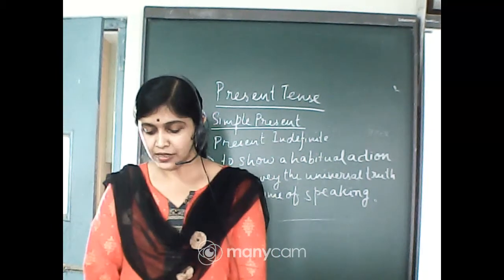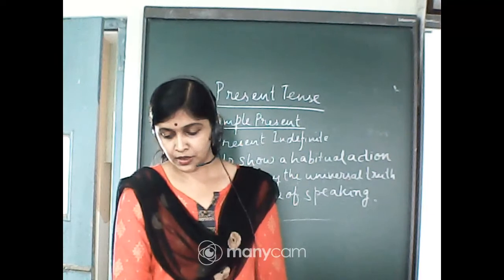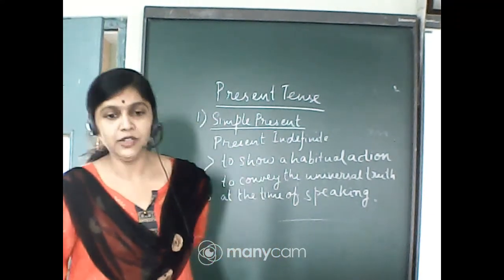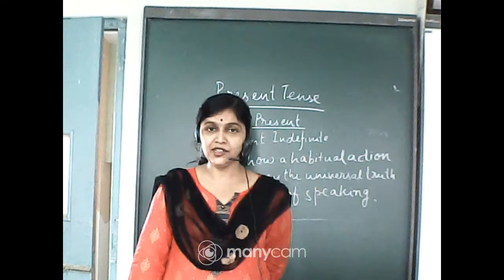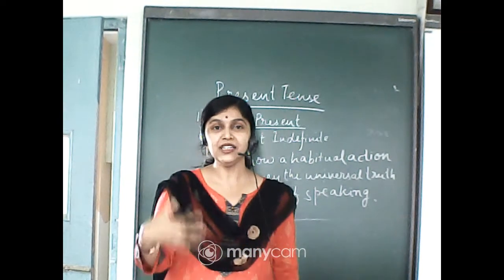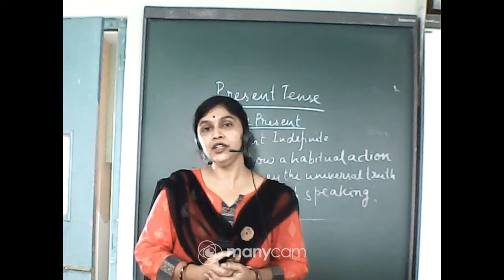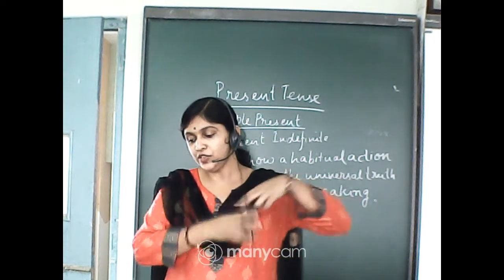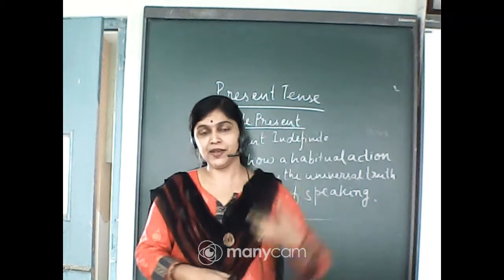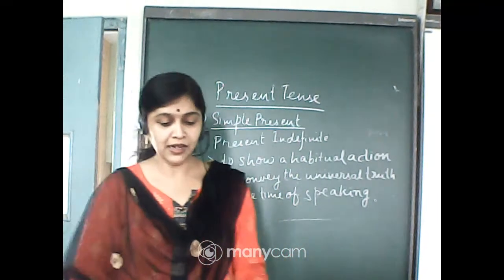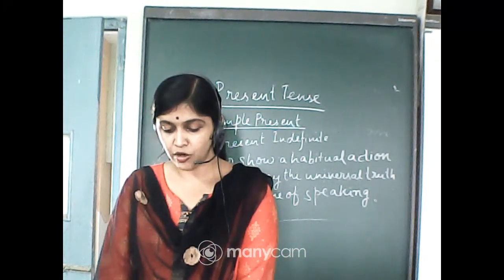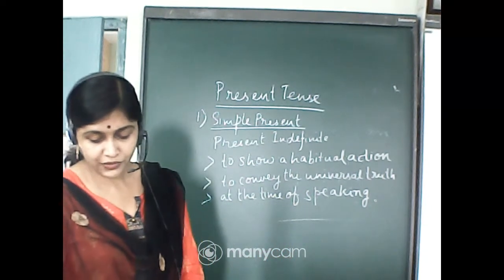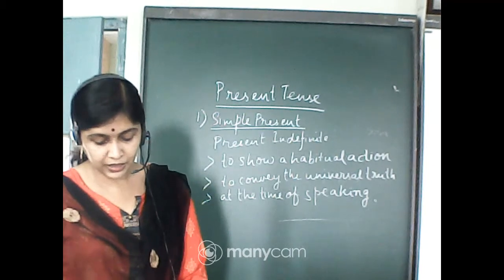Come to present continuous tense. So what is the present continuous tense? Present continuous tense is formed by adding ing to the root verb, and it is used to express any kind of continuous event which is happening at the time of speaking, right? Which is going on at the time of speaking. Like we are studying English, or we are attending the online class for English. Both of these are present continuous tense.